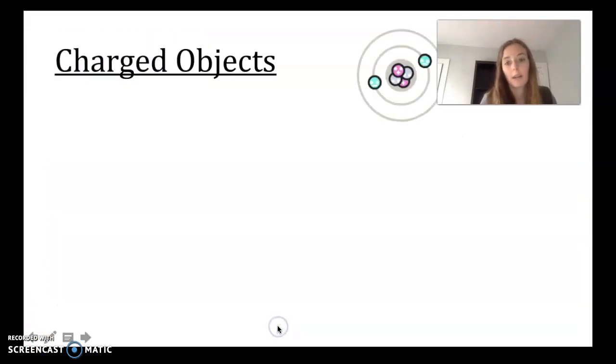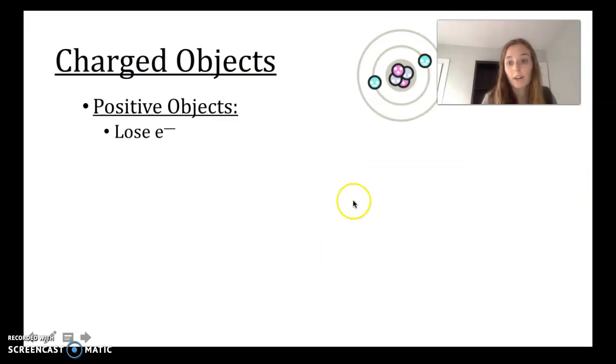Next, we're going to be talking about charged objects. So we can also have an atom that is positively charged or negatively charged, and again, those are called ions. So we have cations and anions. So positive objects mean they lose electrons.